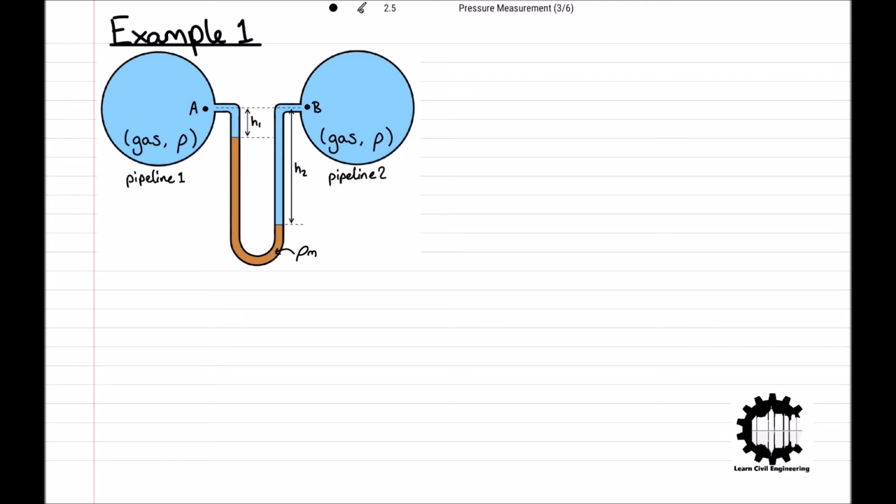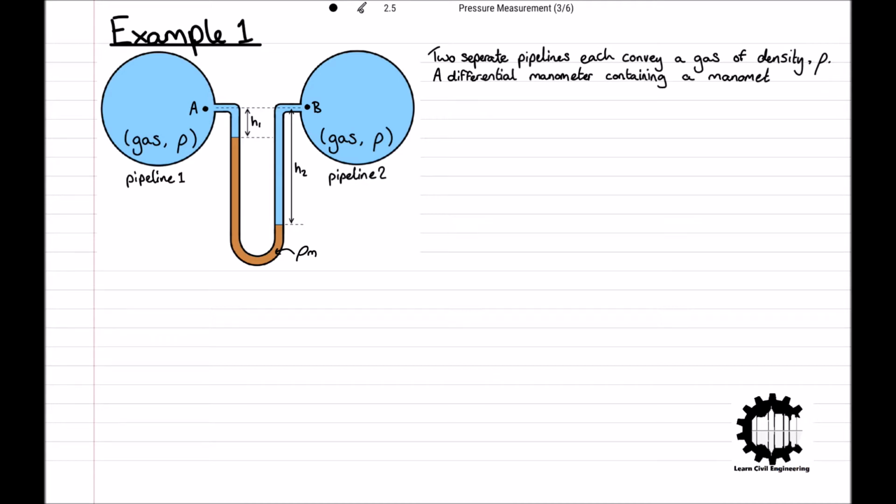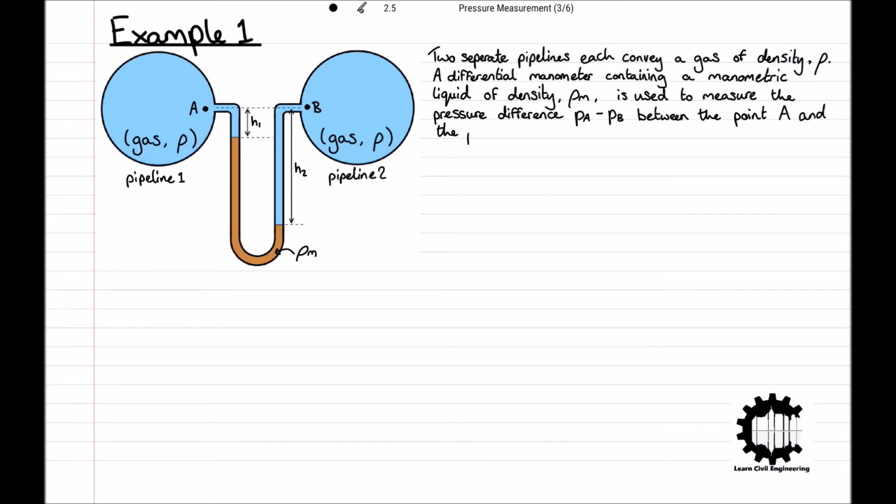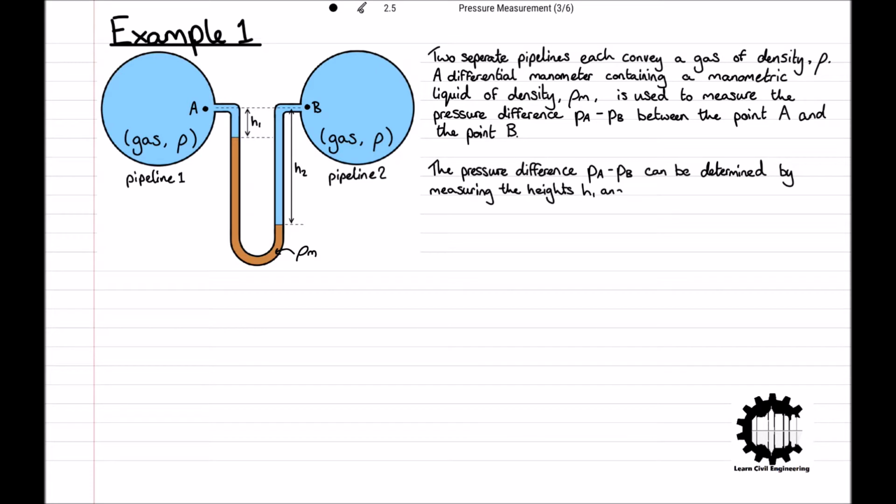For the first problem then, we have a differential manometer used to find the difference in pressure between two separate pipelines. Two separate pipelines each convey a gas of density ρ. A differential manometer containing a manometric liquid of density ρm is used to measure the pressure difference PA minus PB between the point A in pipeline 1 and the point B in pipeline 2. This is done by connecting one end of the manometer to pipeline 1 at point A and then the other end to pipeline 2 at point B, as shown in the diagram. The pressure difference, PA minus PB, can be determined by measuring the heights h1 and h2.